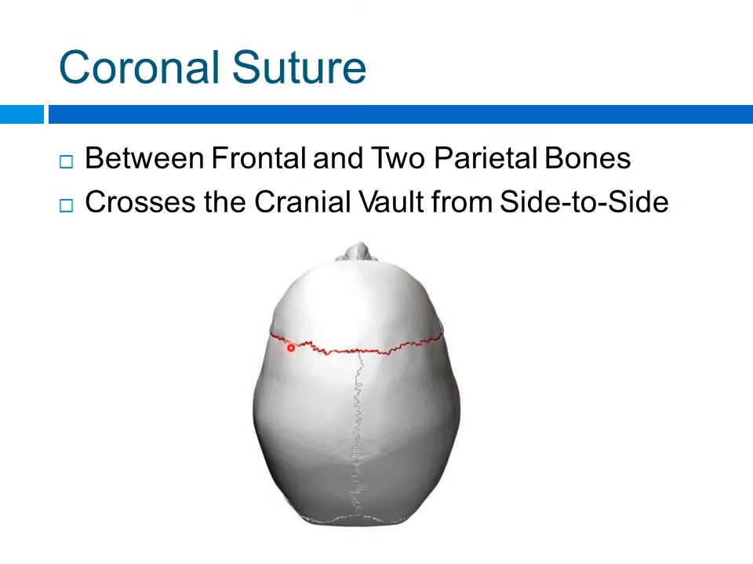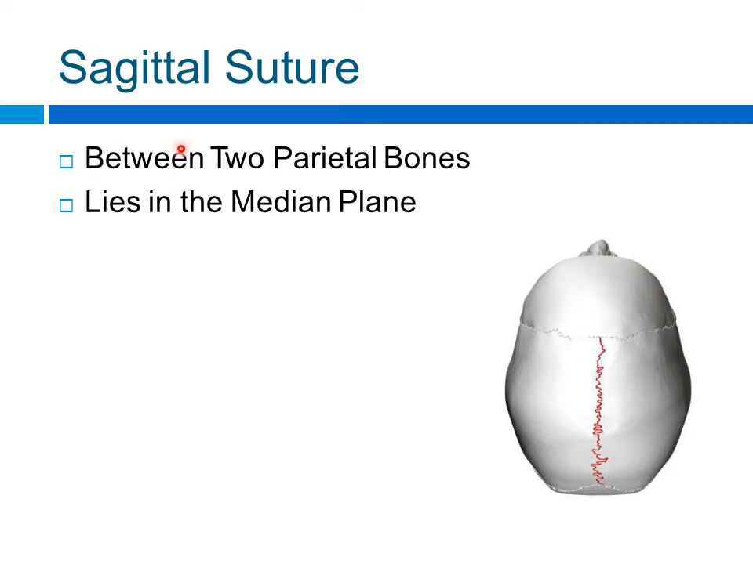The coronal suture we can see here clearly between the frontal and the parietal bones. It crosses the cranial vault. Actually, the skull cap is known as the cranial vault. So between the frontal and the two parietal bones we have the coronal suture, which crosses the cranial vault from side to side. The sagittal suture is present between the two parietal bones. It lies in the median plane.